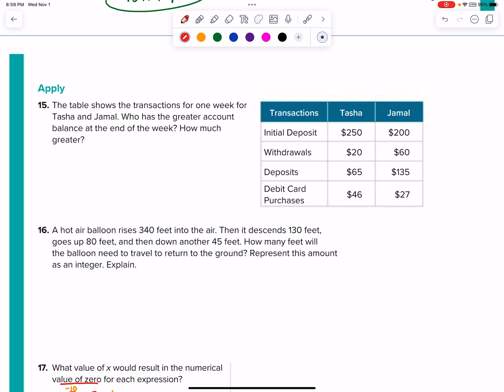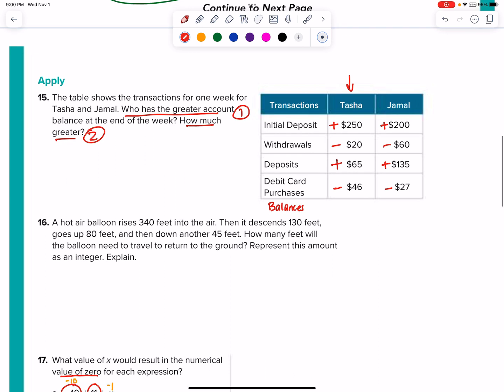So remember, my trick with this is who has the greater account. I'm going to make a little note, and how much greater, make a little note that I have 2 things I have to answer. All right, so let's go ahead and break this down. Here's Tasha. She has a positive because that's a deposit. Then she has a withdrawal. That's a negative. And then another deposit. And then a debit card purchase. So what happens when you purchase stuff? Well, you don't gain money, you lose it. Okay. So this is going to be the same for Jamal also because those labels are the same. And so we just need to find what the balances are at the end. Okay. So I'm just going to make a little note here of balances. All right, let's go ahead and solve these out.